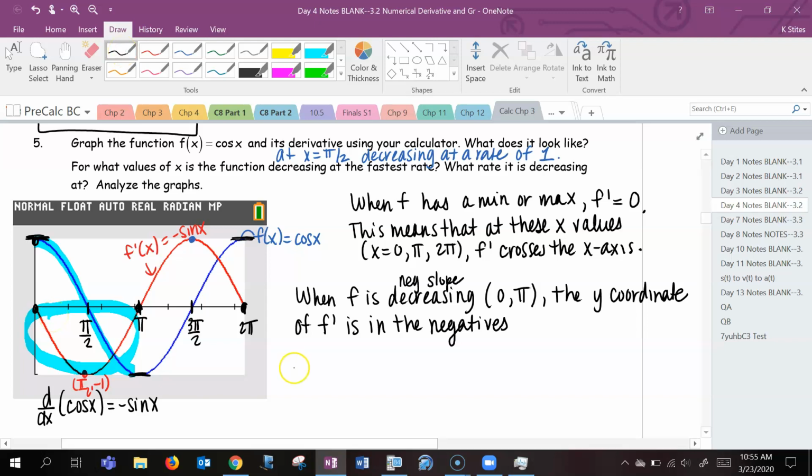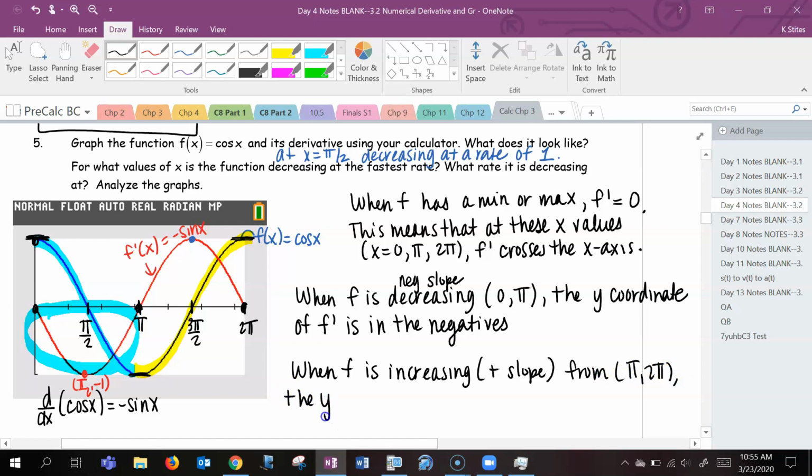Okay. And then when f is increasing, or a positive slope, and that's going to be from pi to 2 pi, from pi to 2 pi, the y-coordinate of f prime is in the positives. Okay, and again, we can see that. Positive slope from pi to 2 pi, f prime is in the positives.